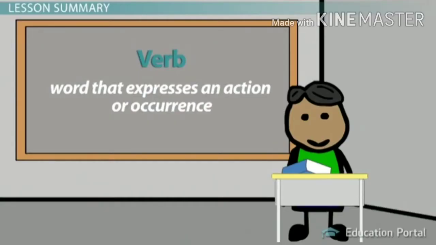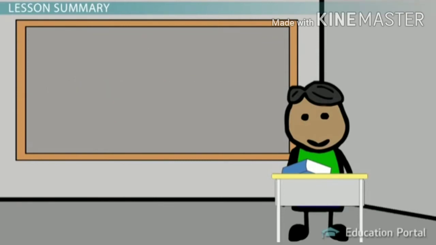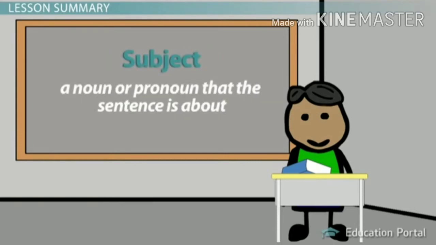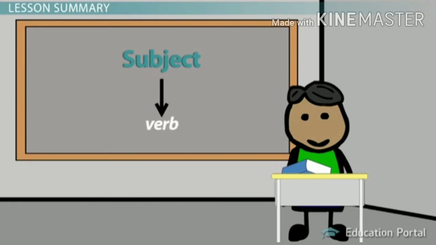A verb is a word that expresses an action or occurrence. We focused on 3 types of verbs in this lesson. 1. An action verb is a word that expresses an action that the subject of a sentence does, did in the past, or will do in the future. Note that the subject of a sentence is a noun or pronoun that the sentence is about. The subject usually, though not always, performs the action of the verb.